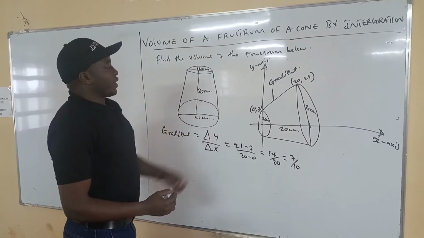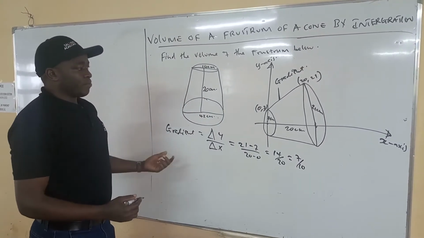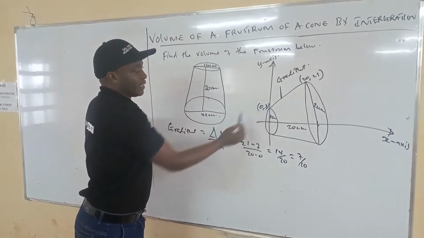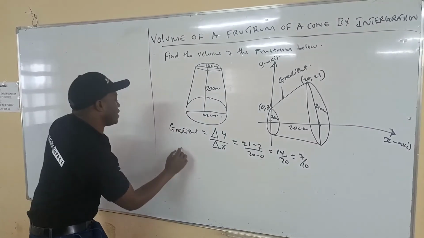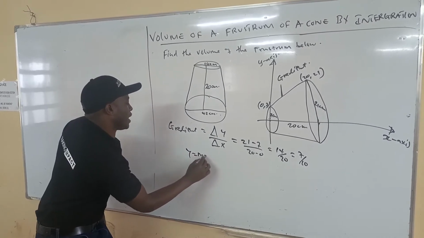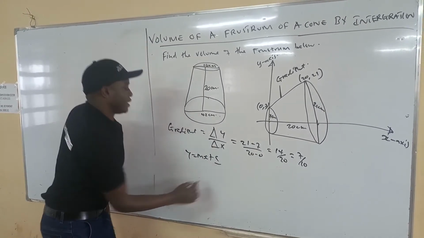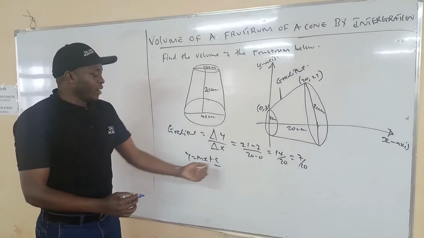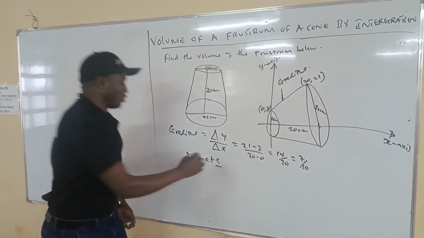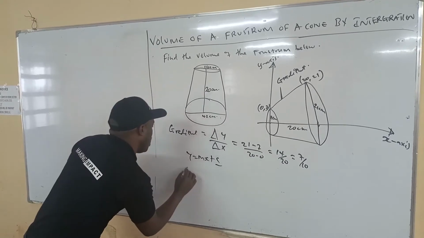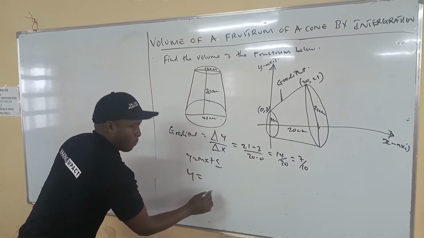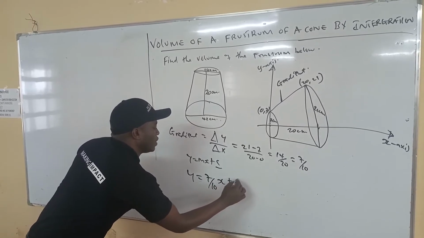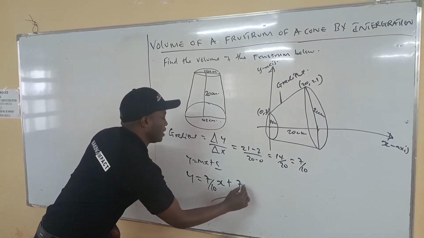From there, we can easily find the equation of that line without much ado, because you realize that here we have the y-intercept, and we know the equation of a line is in the form y equals mx plus c, where c is the y-intercept. We have the gradient, we have the c, so there is no need of struggling. So our equation is y equals 7 over 10 x plus 7. So that is our equation.